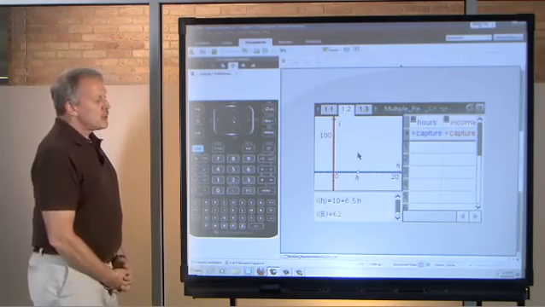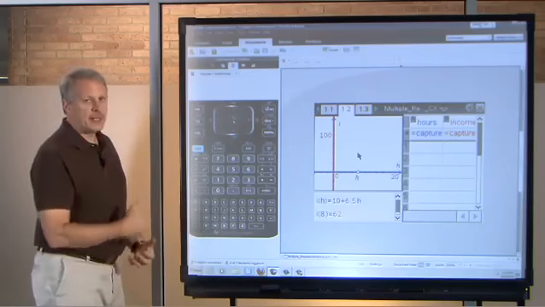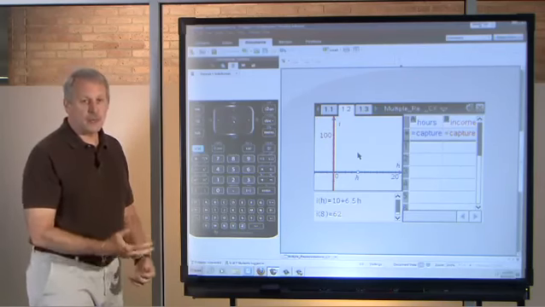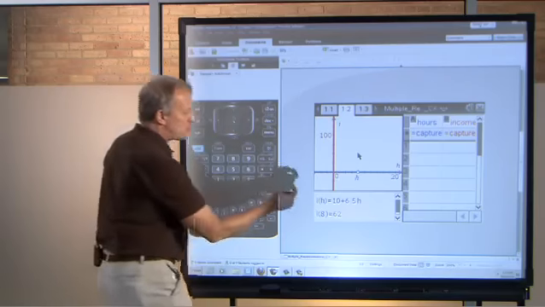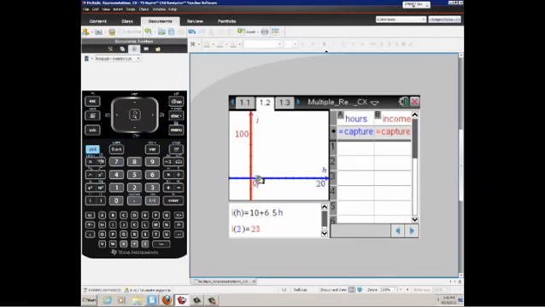All right, so the directions would be to grab point H and move it left and right. I'm going to do this with an interactive whiteboard. They would be doing it on their handhelds. But watch what happens, what changes and what doesn't. So I'm grabbing point H, moving left and right.